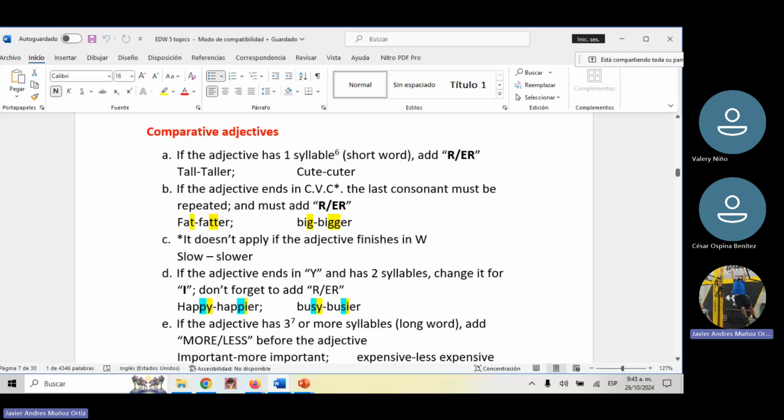The first rule is to know that adjectives have syllables. In fact, all words have syllables, but we are going to focus on adjectives now. And let's remember what a syllable is. A syllable is a way we use in Spanish to know where we should place the accent when we are talking about agudas, graves, esdrújulas, right? Because depending on the accent, we're going to know if it's an aguda, grave, or esdrújula word.